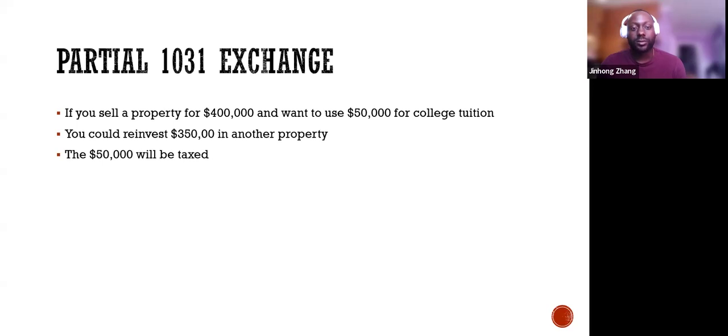All right. So partial 1031 exchange, for example, if you sell a property for $400,000 and you want to use $50,000 of that proceeds for your child's college tuition, you can reinvest $350,000 into another property, and then the $50,000 will be taxed with capital gains.